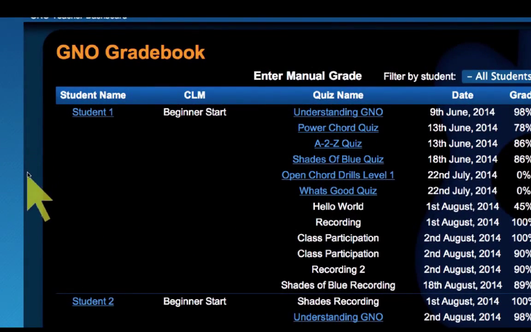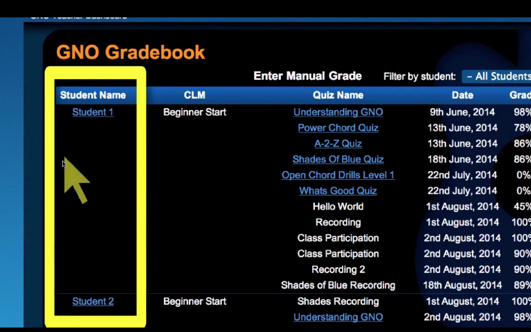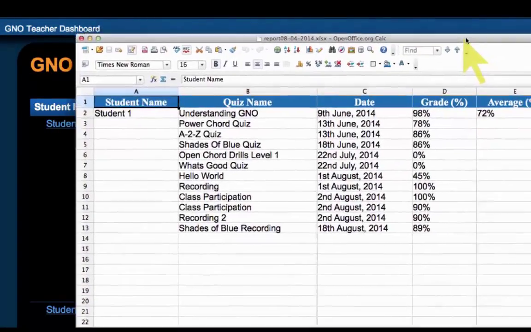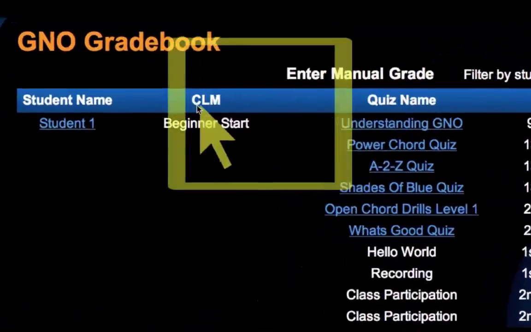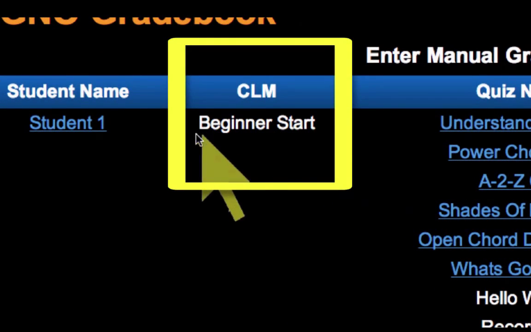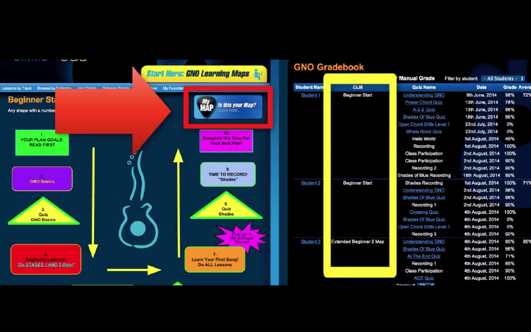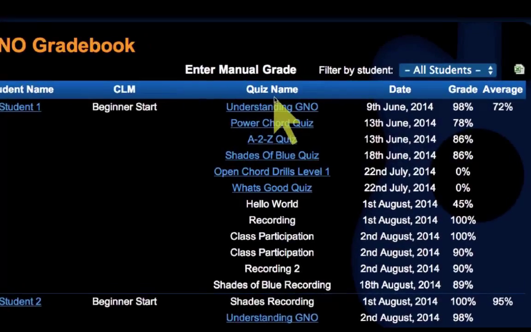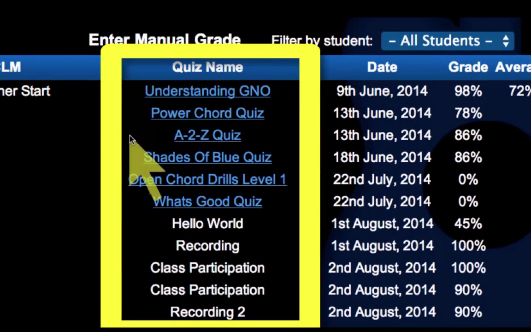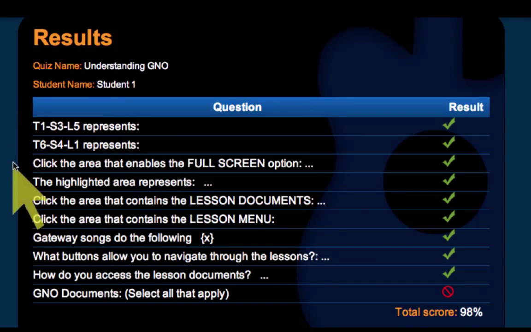On the left, your class list is displayed. Click the student's name and download a printable report of that student's progress. CLM stands for your student's current learning map. When your student clicks the My Map button inside of their learning map, your gradebook is instantly updated. The quiz name column displays all of the quizzes that your student has taken. Hyperlinked quizzes will display the quiz results, including correct and incorrect answers.